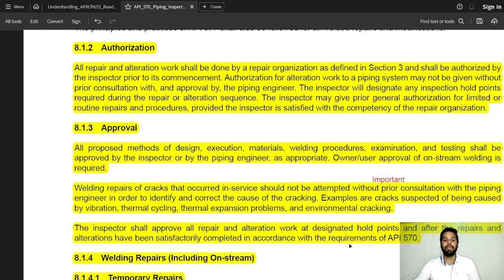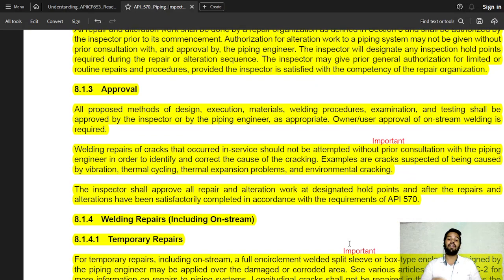Okay. Next is approval. Whenever the term approval is there, always understand that approval is always going to be given by the owner or user because it is essentially the prerogative of the owner or user. He has to give the approval. All proposed methods for design, execution, material, welding procedure, examination, and testing shall be approved by the inspector or the piping engineer as appropriate, but the hold points are going to be laid down by the inspector. The owner or user approval on steam welding is required.